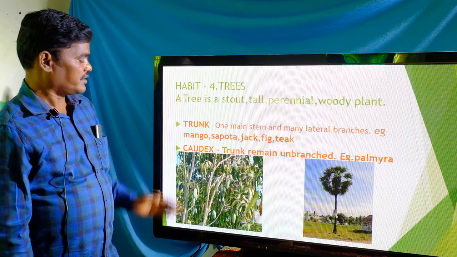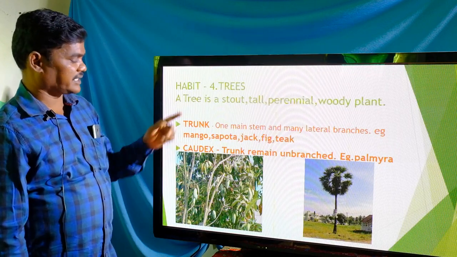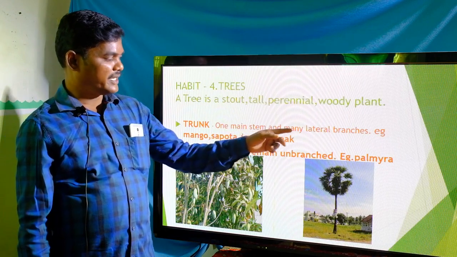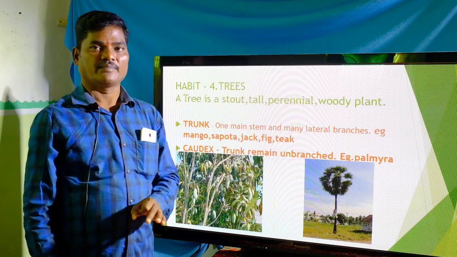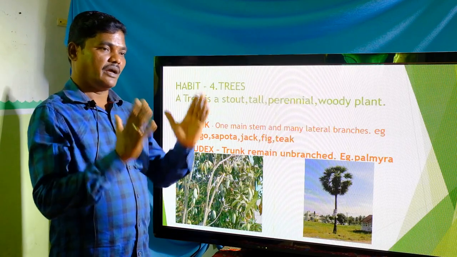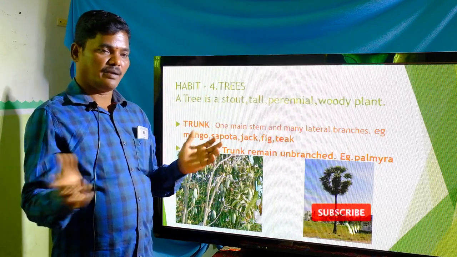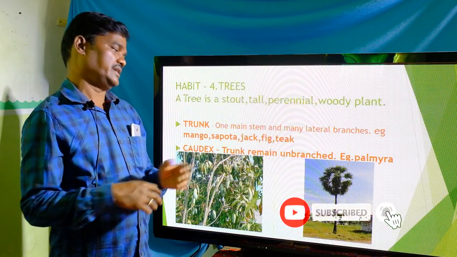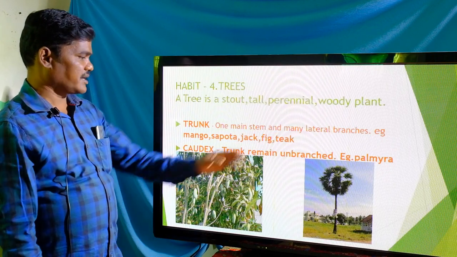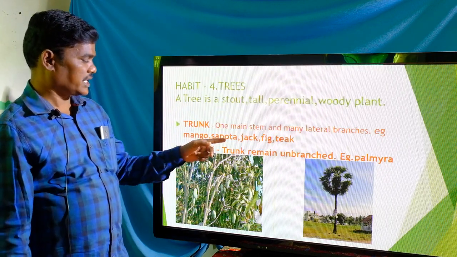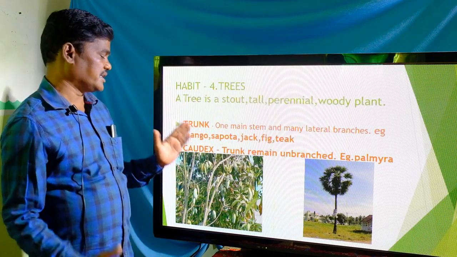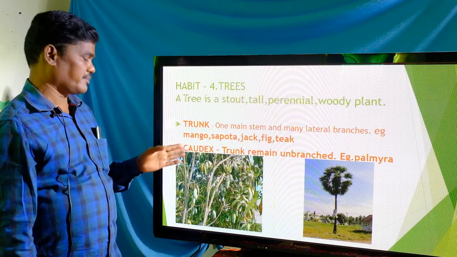of plants. We can see a trunk. Trunk means one main stem, and many lateral branches may be there. That is trunk. The biggest middle stem is there. From the middle stem, so many branches arise. That is called a trunk. So examples: mango, sapota, jack, fig, teak.